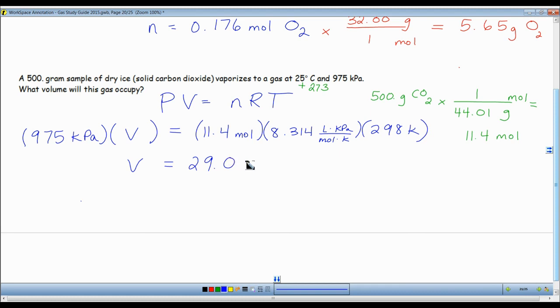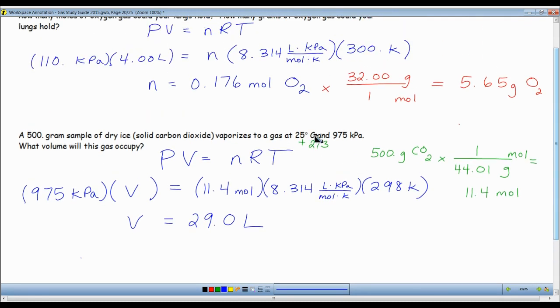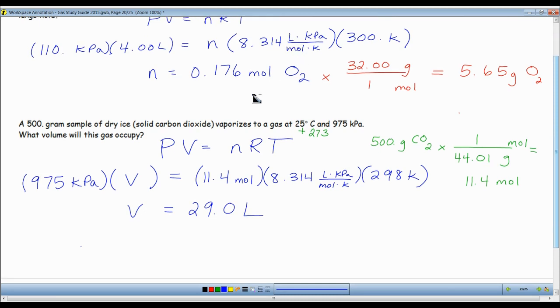29.0. And the volume would be in liters, because liters was the unit used in the constant. Proficient. So basic, plug and chug. Basic might just end at, hey, solve for the moles. I didn't have to do anything else. All the other variables were in the right unit.